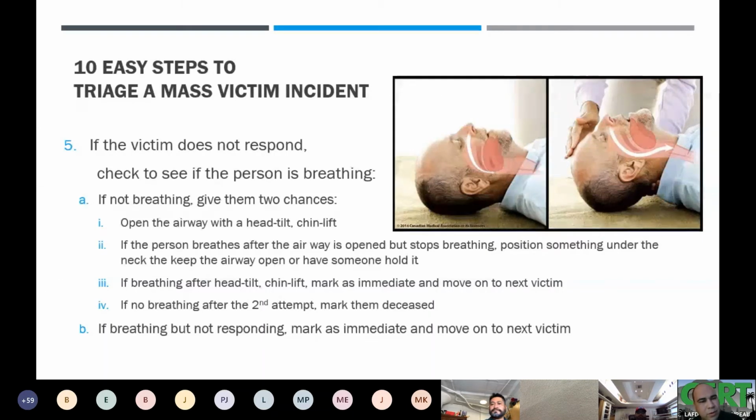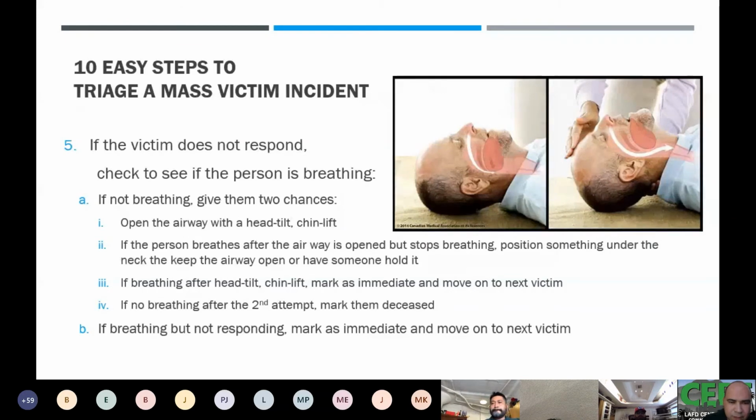You don't want to spend any more time with this person because we don't know what's wrong with them. We don't know why they're not breathing. They could have fallen on something and it's penetrated their heart in the back, and you don't know until you do a full assessment. But if you spend 10 minutes here trying to get them to breathe, you just killed a few other people.